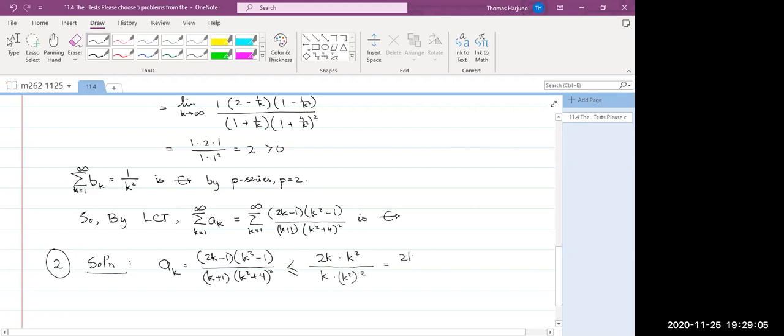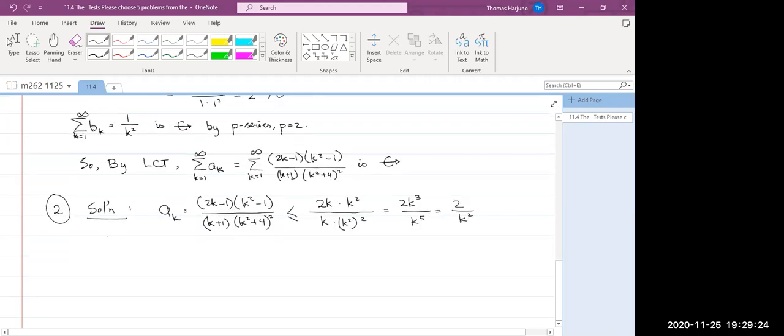But then on the right hand side, I get 2k cubed over k to the fifth, which is 2 over k squared. Now the thing is, the series 2 over k squared, for k equals 1 to infinity, is equal to 2 times the series from 1 to infinity of 1 over k squared, which is convergent by p equals 2.